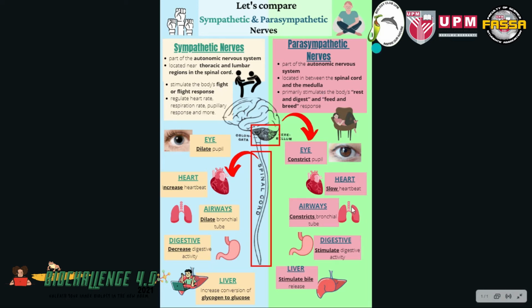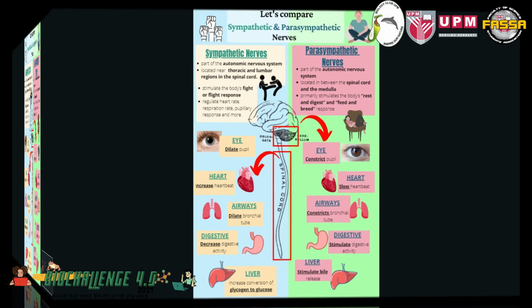Based on the poster, I compare both systems by using the same groups, which are eyes, heart, airways, digestive, and also liver. As you can see, the response of each group is different. That's all for the blueprint. Now, let's move on to the digital 3D model.